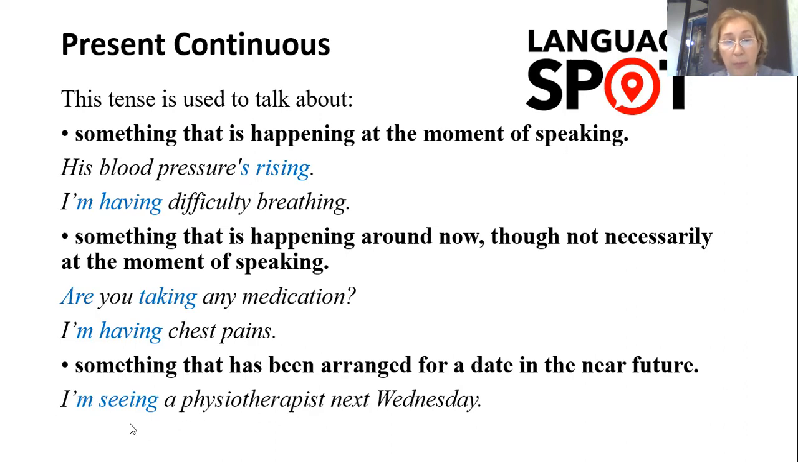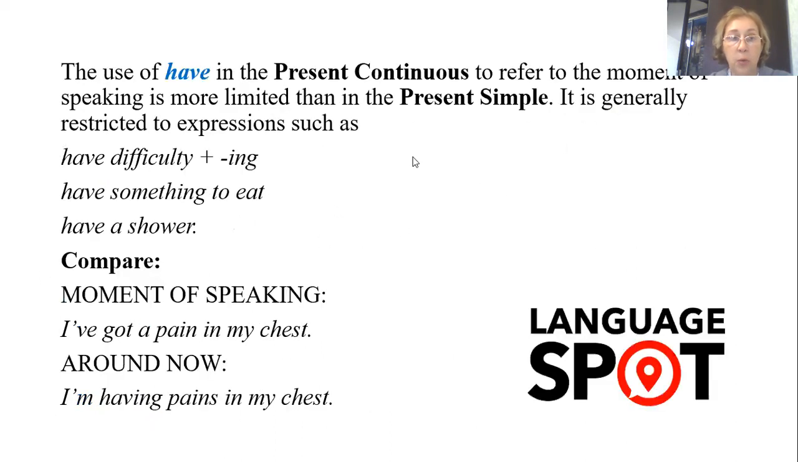And we can describe the future action with the help of the present continuous tense. And so the use of have, for example, in the present continuous to refer to the moment of speaking is more limited than in the present simple. It means sometimes we don't use have in the present continuous; instead, we use present simple. It is generally restricted to expressions such as have difficulty.